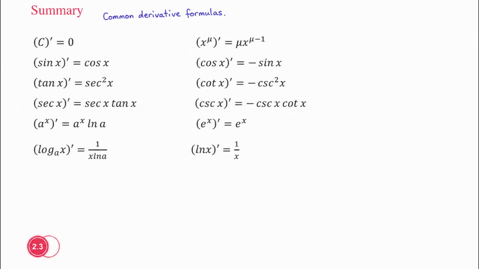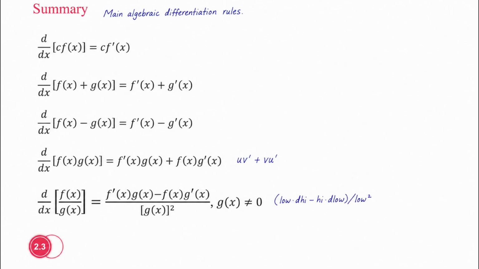Alright, let's do a summary. These are the formulas you should gradually become very comfortable with because they're used all the time. You can pause the video and try to memorize it. This slide summarizes the main algebraic differentiation rules. These are the rules that can help us combine functions. First, the derivative of c times f(x) equal to c times f prime x, which is the constant multiple rule. Second, the derivative of f(x) plus g(x) equal to f prime x plus g prime x, and the derivative of f(x) minus g(x) equal to f prime x minus g prime x. These are the sum and difference rules.